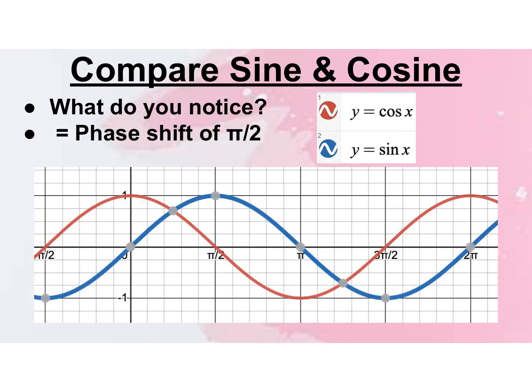So here is the red graph of cosine and the blue graph of sine. What do you notice? They look very similar. It really is just a phase shift. It's a phase shift of pi over 2. So if I took the red graph and moved it to the right pi over 2, then the red would become the blue. That's the only difference. The midlines are the same, the period is the same, the amplitude is the same.